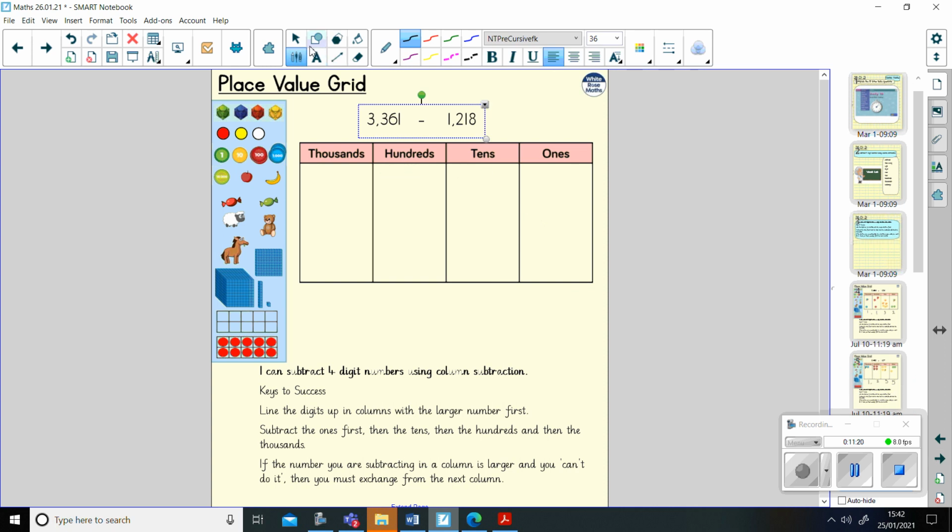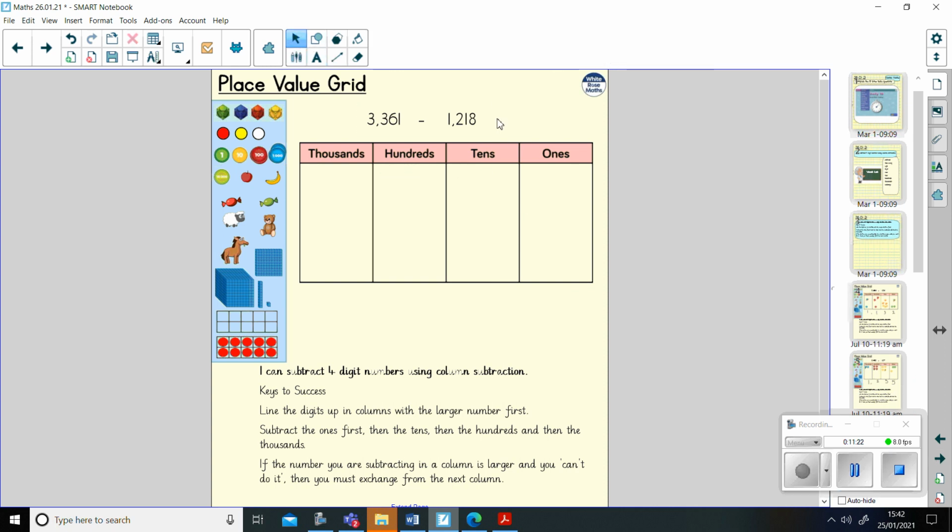Okay, let's have another look at one of these. But this time we'll present it just in columns. So we're going to use the place value grid to make sure that we're lining up our digits in columns. So the greatest number out of these two is 3361.